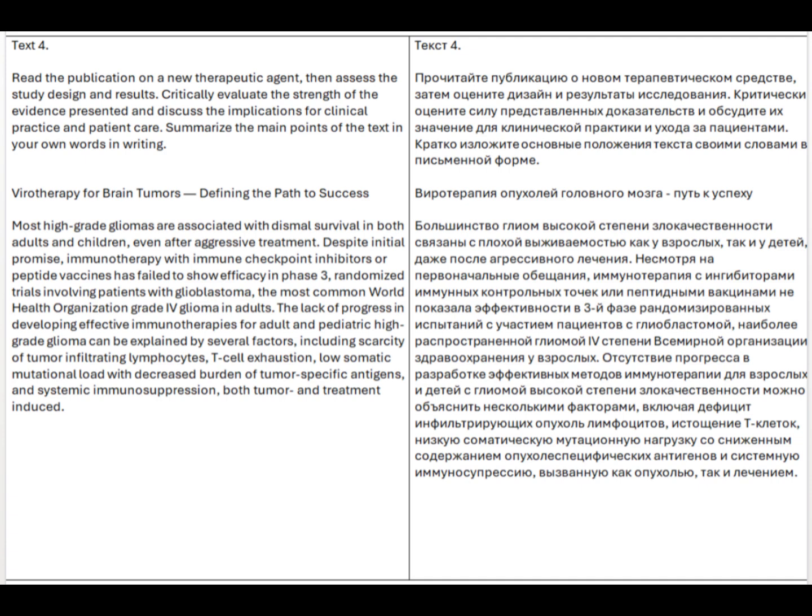Virotherapy for brain tumors, defining the path to success. Most high-grade gliomas are associated with dismal survival in both adults and children, even after aggressive treatment. Despite initial promise, immunotherapy with immune checkpoint inhibitors or peptide vaccines has failed to show efficacy in Phase 3, randomized trials involving patients with glioblastoma, the most common World Health Organization grade 4 glioma in adults.